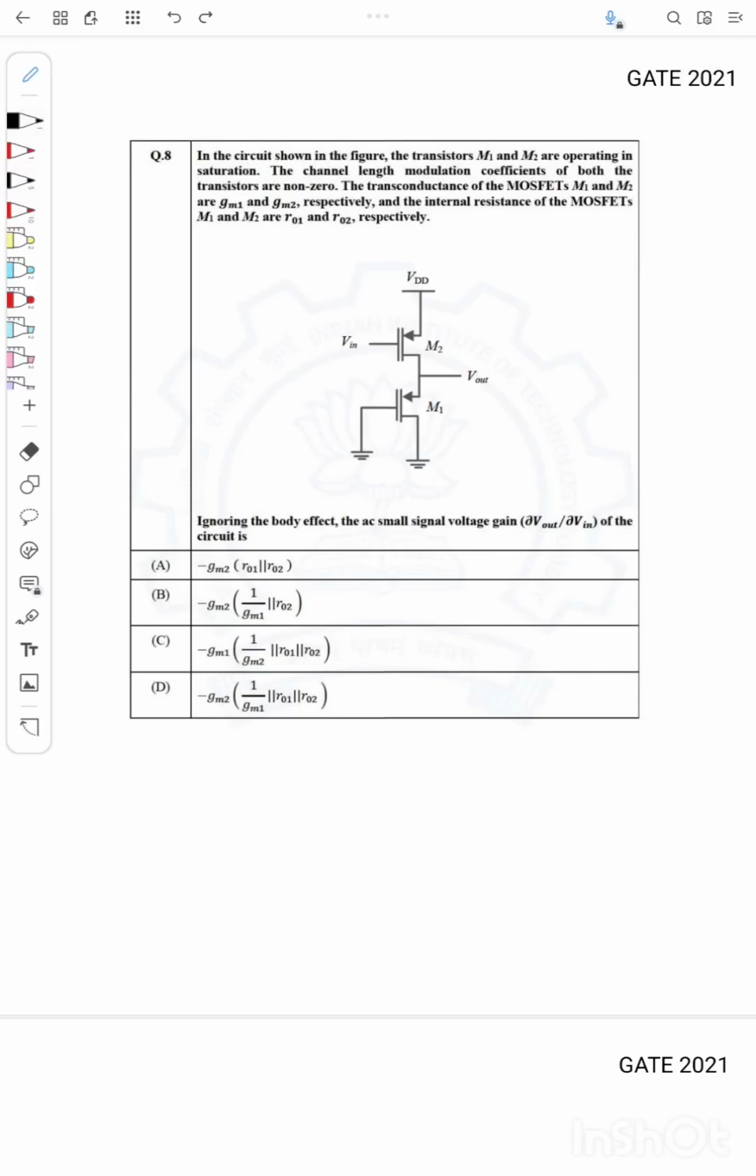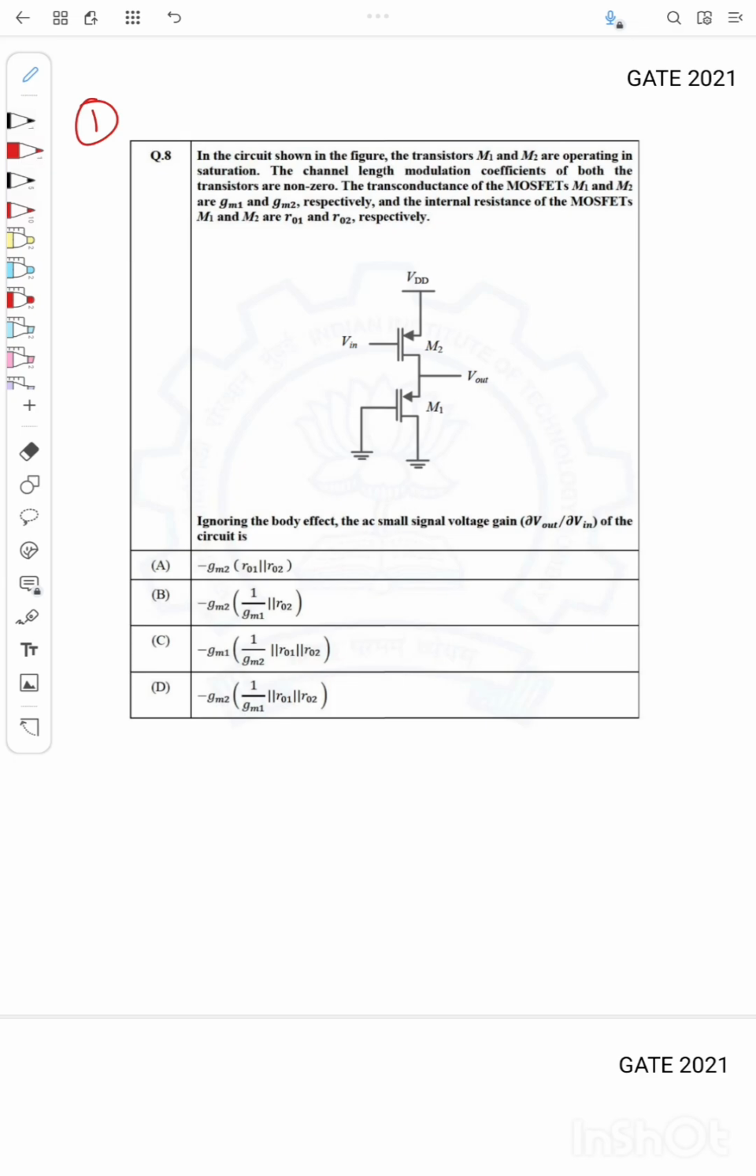Hi all, welcome back to the lecture series on solving previous year questions of GATE ECE. This is the fourth part, where we are solving the questions related to analog circuits, especially the circuits related to MOSFETs and BJTs. Okay, so let us start today's solving. This is the first question, and it is from GATE 2021.